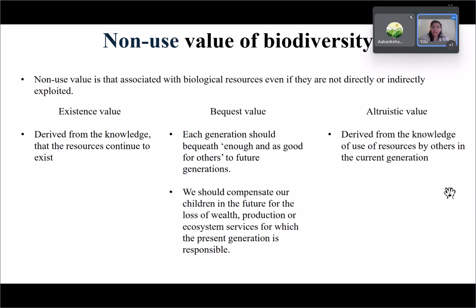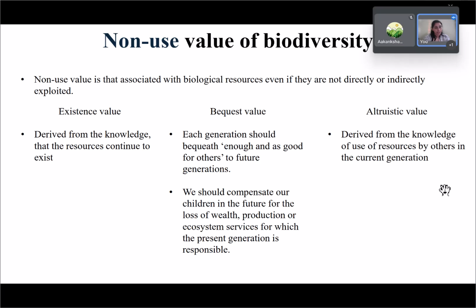There could be altruistic value. These values are basically, we are not using, say there is something, for example, in another part of the world which is being used by that community. We know of it, but we are not using it. But just because it is being used by someone else, we value it so much. So that's altruism, right?